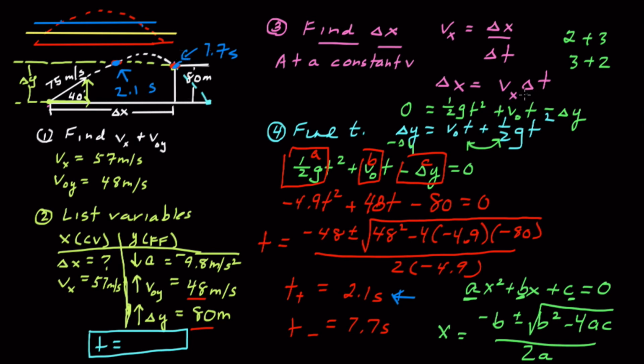Why did I just do all this? I just did all this to find delta t. So let me solve it over here. Delta x equals velocity in the x direction, 57 meters per second, times time, which I'm going to use the 7.7 seconds. And when you solve for that, you should get 440 meters as that range. And that is how you solve this problem.